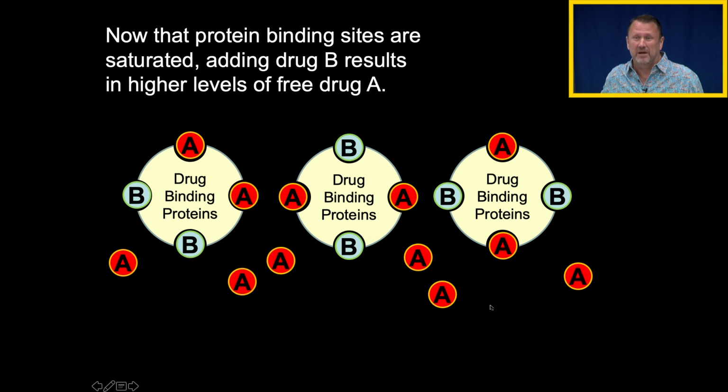All right, so now I've made drug A plasma levels go up quite simply by adding drug B, and drug B displaced drug A from the protein binding sites, raising levels of drug A. And so when we use multiple drugs that compete for these drug binding sites, sometimes we can get more of an effect from one drug quite simply by adding a different drug.